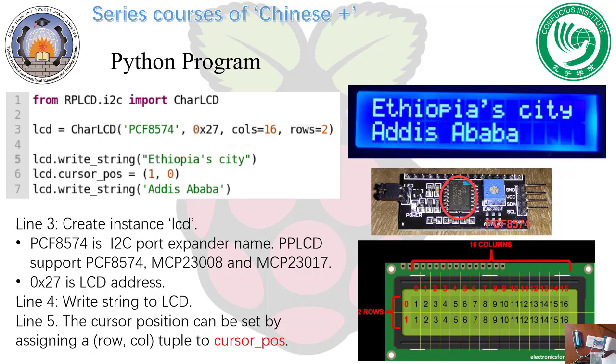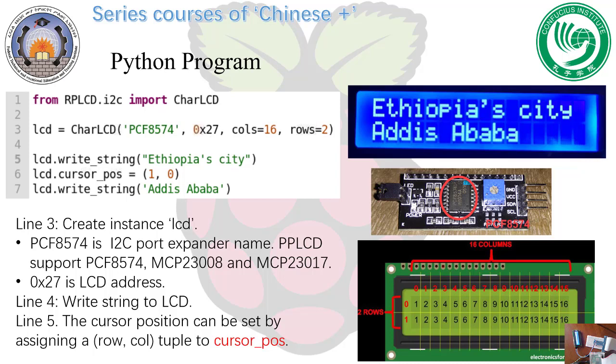The second one is our address, the LCD's address. Before, we already detected my LCD address is 27, but it's a hex code, so we use 0x27. Maybe you use a different address, so you must detect your address first.